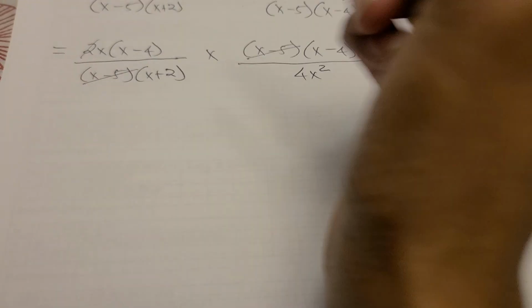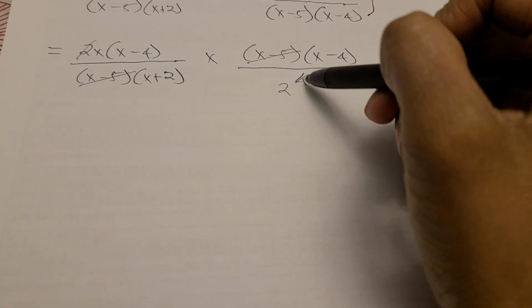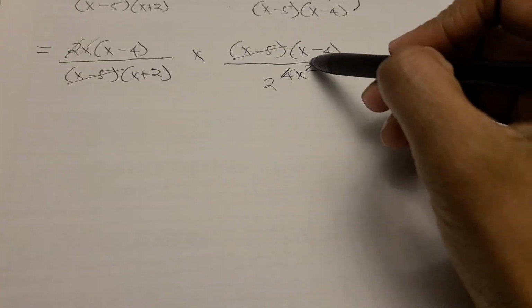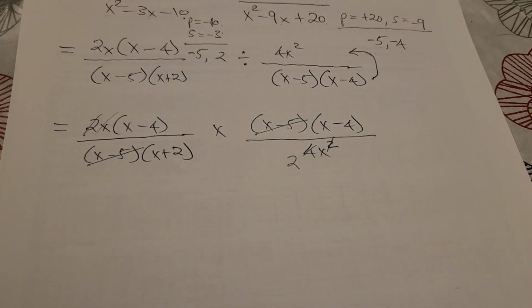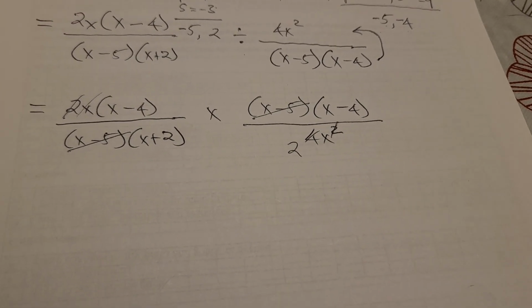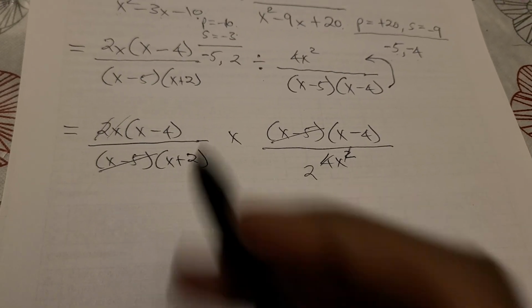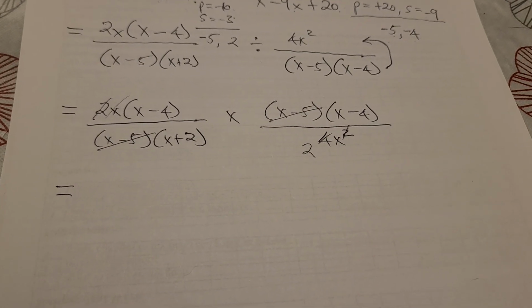So like 2 goes into 2 once, 2 goes into 4. Like 4 divided by 2 is 2. This is 1x, and this is 2x's, right? So we're going to take one of them out, like this. And of course, if you find that a little bit confusing, okay, you can just multiply the numerator and denominator, and then you can simplify it out as well.